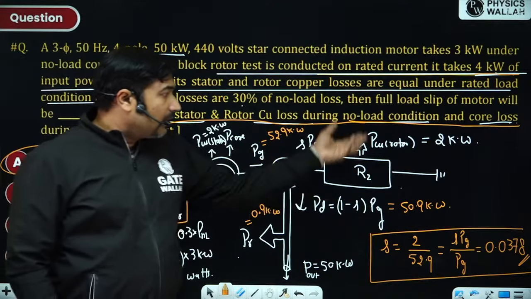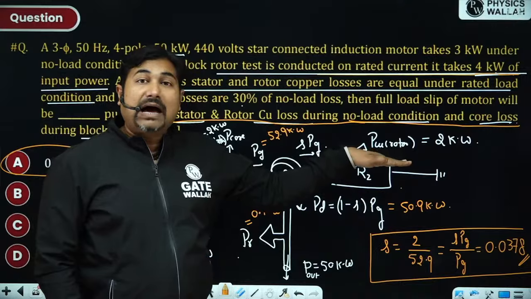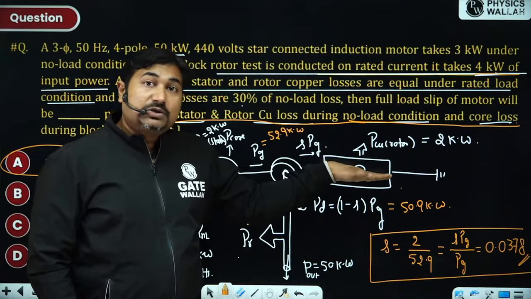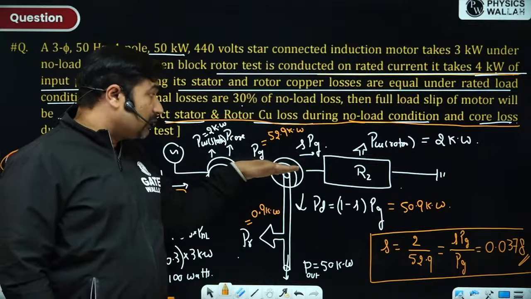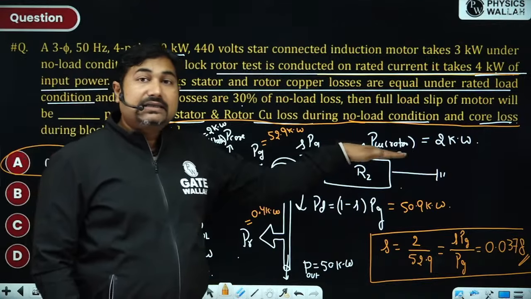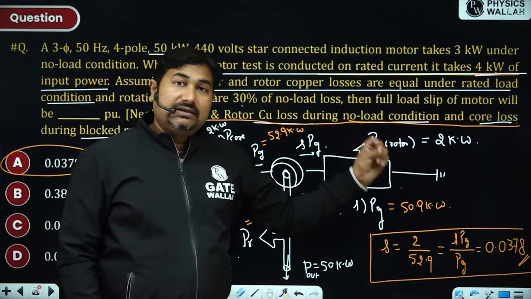Now rotor copper loss is the slip power. Is it okay? And full load output power is given to you. Full load output power plus rotational power, you will get developed power as 50.9 kilowatt, and the power which is not converted into mechanical power, slip power, is 2 kilowatt. So the air gap power which is input to the rotor is 52.9 kilowatt. If you know the air gap power and slip power, slip will become S = P_sl / P_g only. Is it okay?